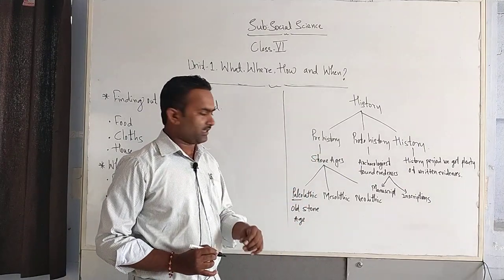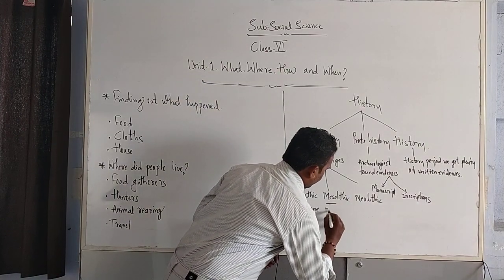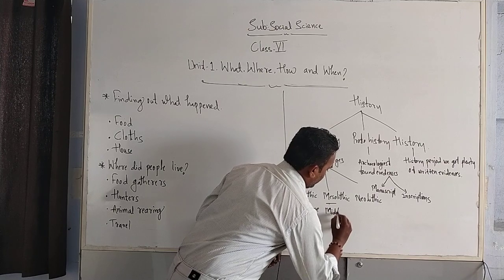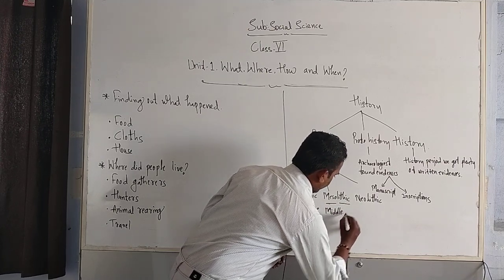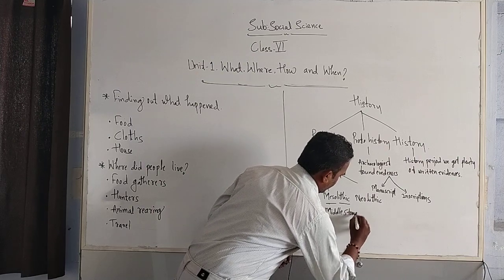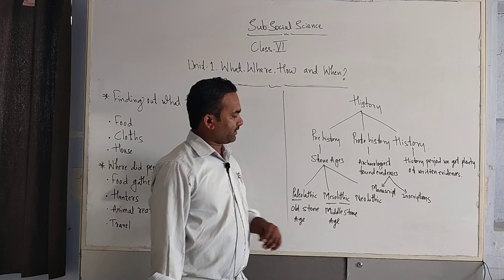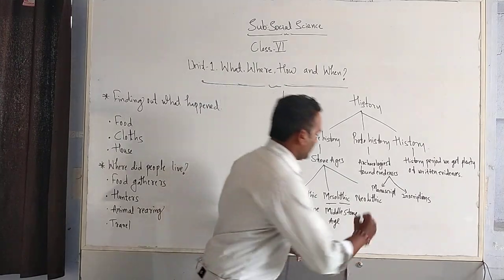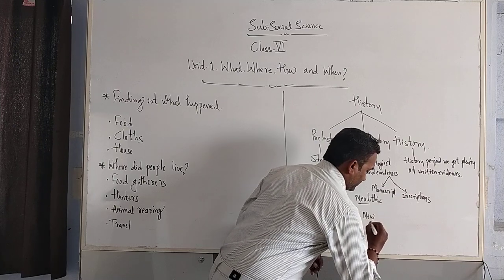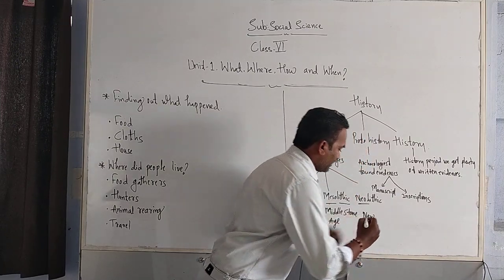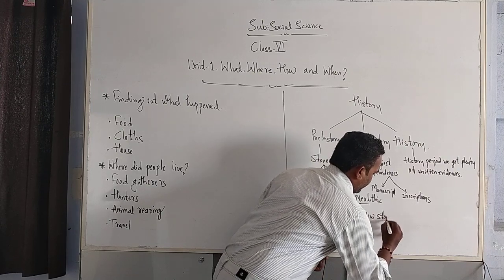And the second one is Mesolithic. Meso means what? Middle. Lithic means stone age. The last one is Neolithic. Neo means new. Lithic I have told you already. Lithic is nothing but stone age.